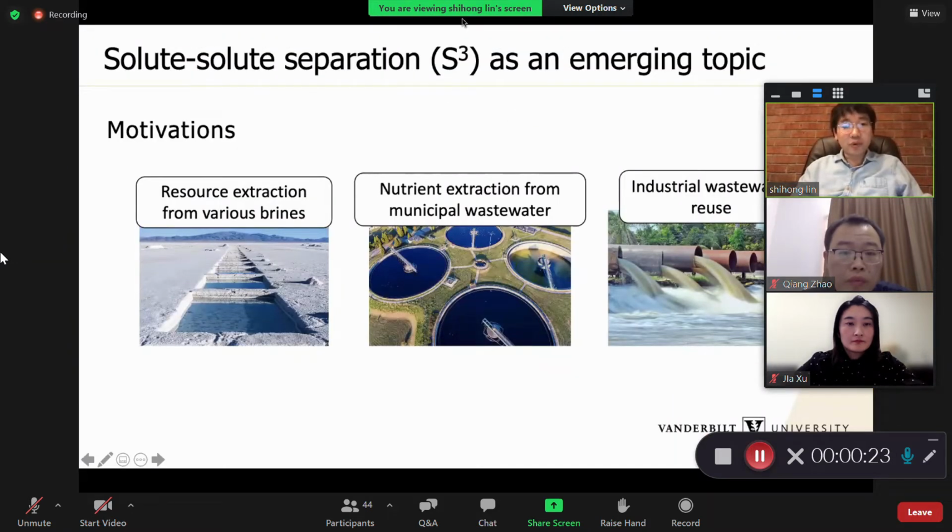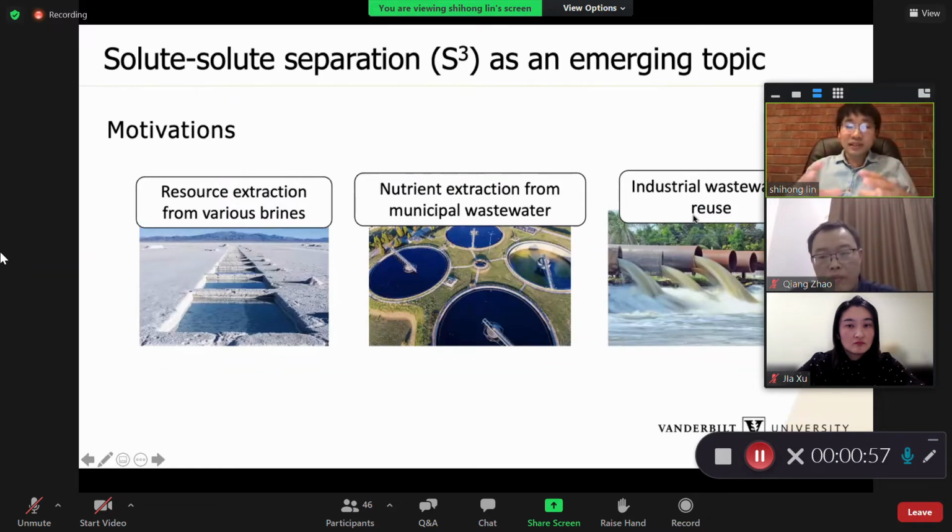I will try to be brief here. Solute-solute separation is a new direction where we try to not only separate water from solids, but actually separate different solids within the feed water. There are several motivations, which have been mentioned multiple times in previous talks. For example, resource extraction from brine, like lithium or rare earth metals, any strategically important elements, nutrient extraction from municipal wastewater, and also industrial wastewater reuse.